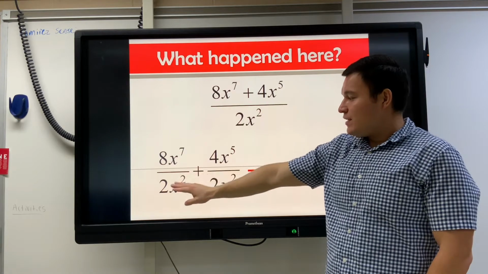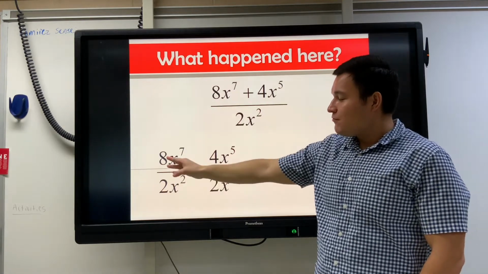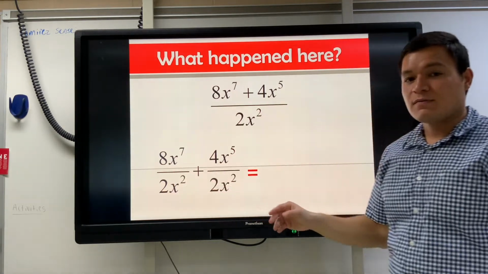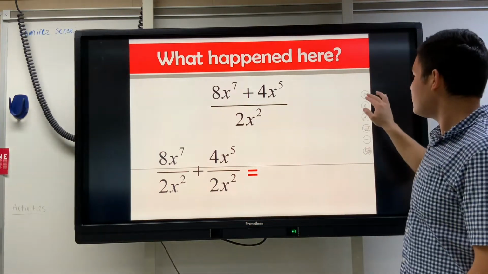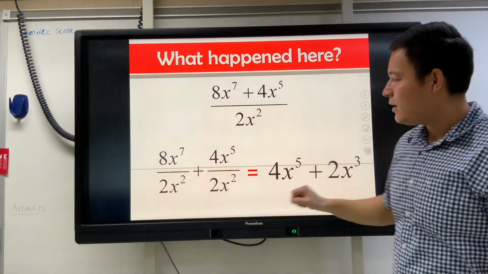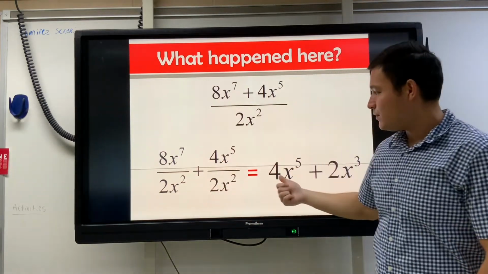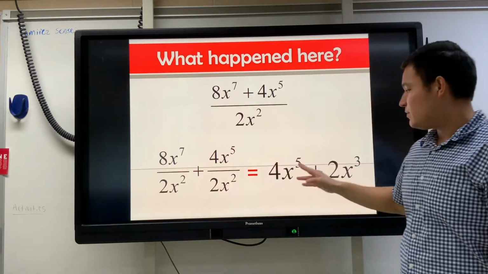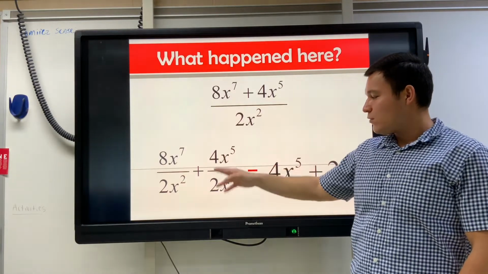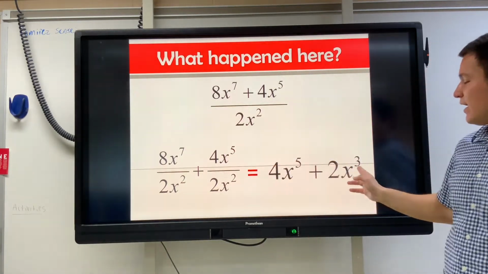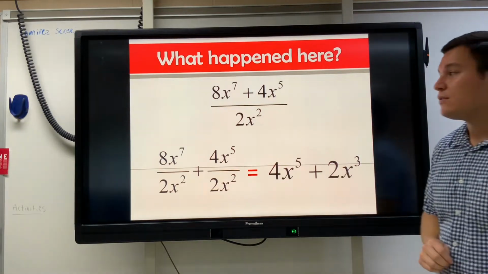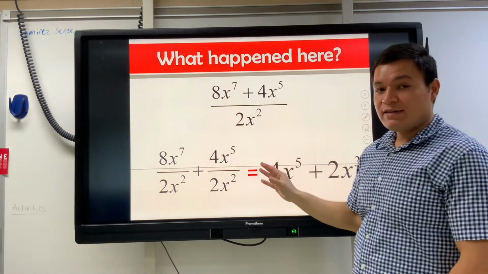Once you have the 2 things separated, you can reduce them individually, just like we just did in that review. 8 divided by 2 makes 4. The powers cancel to make an x to the 5th. 4 divided by 2 is a 2. The powers cancel to make an x cubed. Make sure you write that down.